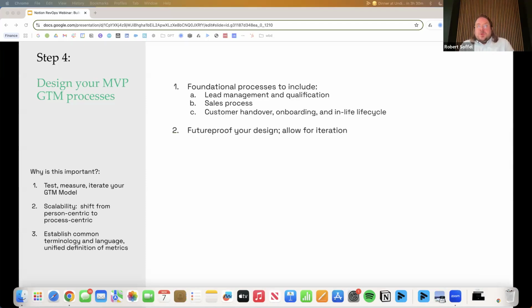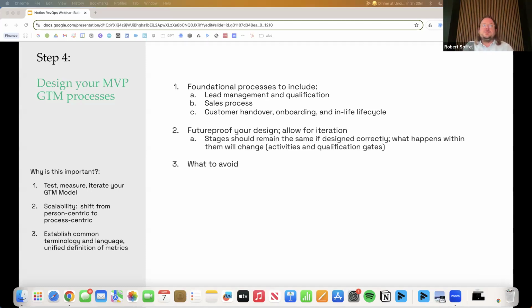The next thing is when you're building these processes, when you're defining these processes, I should say, allow for iteration. If done well, the stages of these processes should not really ever change, right? Your buyer buys in a certain way. The sales process should be certain stages based on your product. That shouldn't really change. What changes, that's the horizontal part, is what happens in between. What are the activities? What are the qualification gates? How do we improve on those, right? Do we need to add a meeting here or remove a meeting there? It's all about what happens within those stages. So again, if done well, the stages should future-proof.